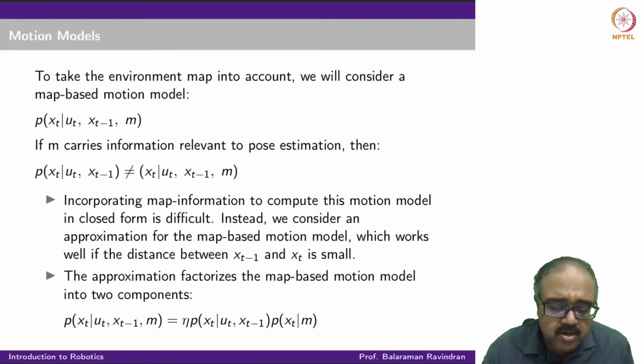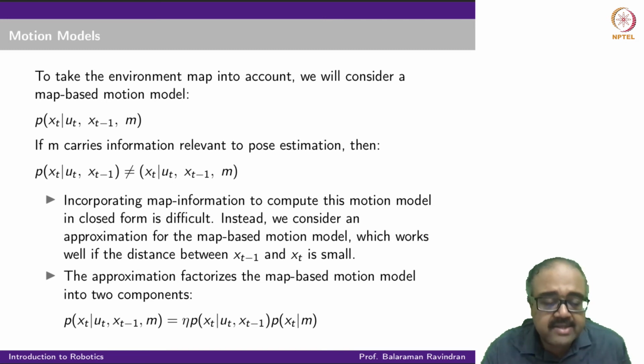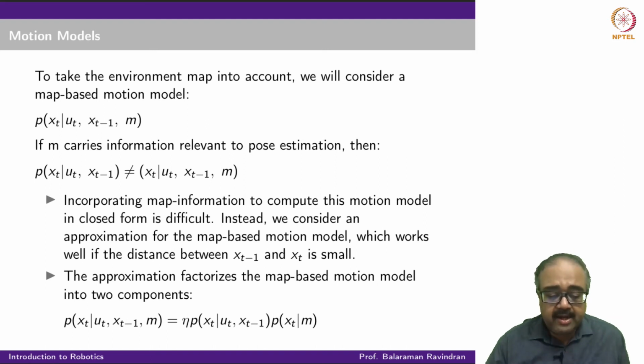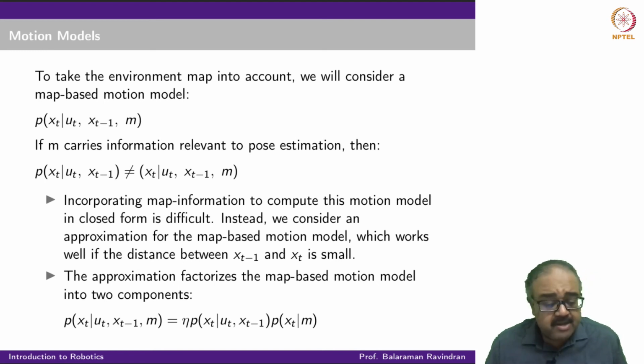So now our motion model should start looking like this. What is the probability of xt given that I started in xt minus 1, I did action ut, and I am operating in a map m? So I'll have to start conditioning my motion models on the map m. If m carries information relevant to the pose estimation, if m is something that is going to actually affect what I'm estimating, then typically ignoring the map information is going to give me wrong estimates of the pose. So it can become arbitrarily complex.